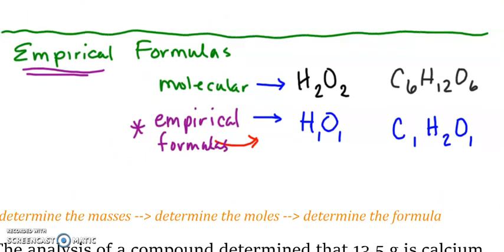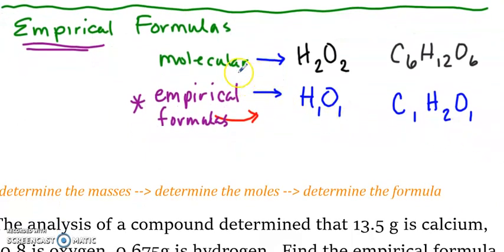Okay, empirical formulas is very different. Now, when we go look up something like hydrogen peroxide like this one, this is the molecular formula. And if we were going to find the molar mass of it, we'd have to take 2 hydrogens and 2 oxygens and we'd have to add it up.